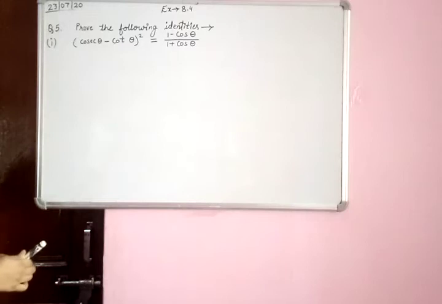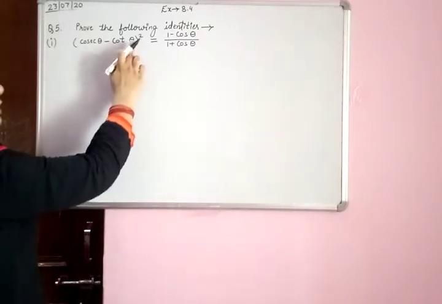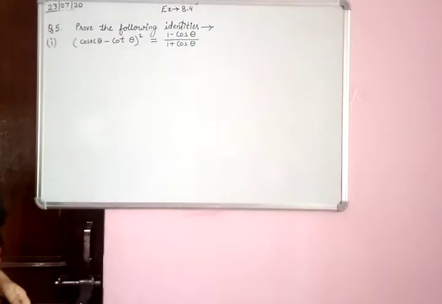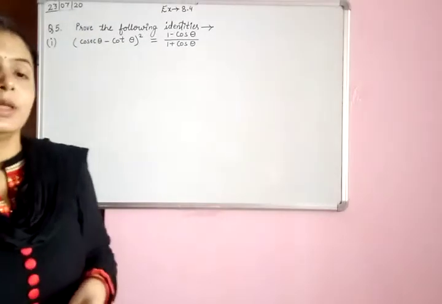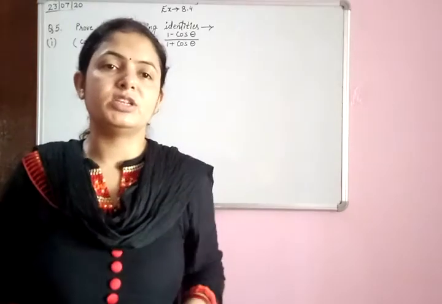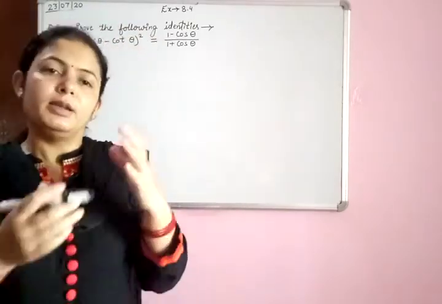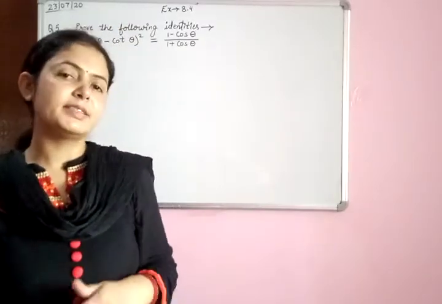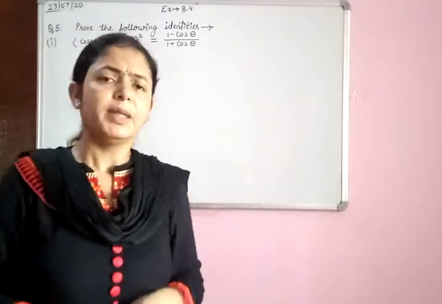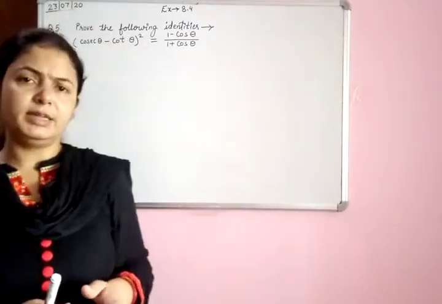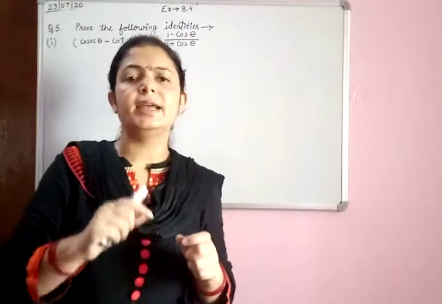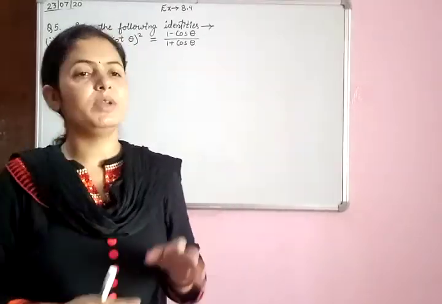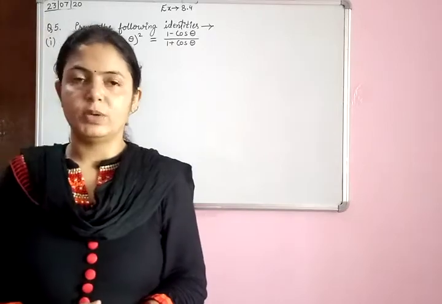First part, prove that (cosec theta minus cot theta) whole square is equal to (1 minus cos theta) upon (1 plus cos theta). Okay, as you know that when we have to prove any equation, then we can prove left hand side equals to right hand side or right hand side equals to left hand side. It means we can take any one side and then prove that this side is equal to the other side. Okay, that's how we can prove the given equation.